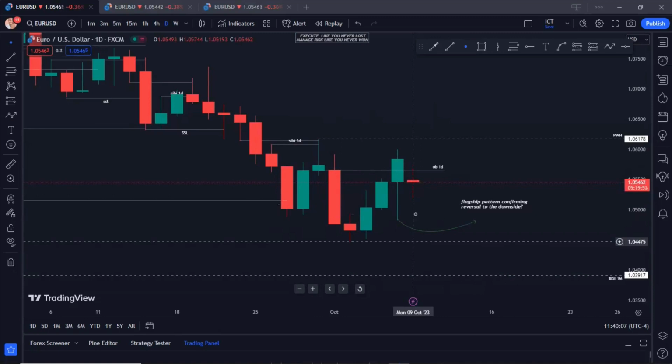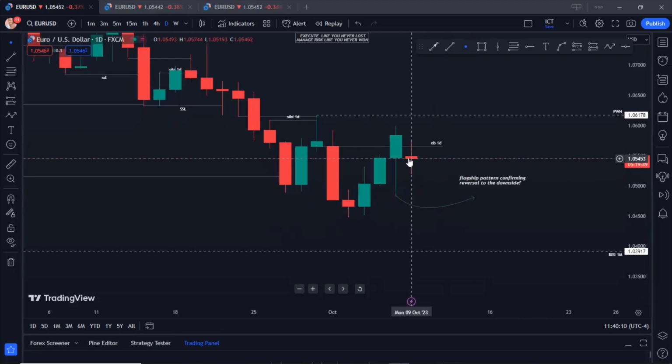So now the question is, do you think price is going to continue to the upside or to the downside? To me, from the confluences I have, this is a flagship pattern, and from my experience with the chart, this indicates reversal. It doesn't matter whether it is a bullish candle or a bearish candle, provided it's a flagship pattern, most times it indicates reversals. That's why I'm expecting this high to be defended, not taken, and price to continue to the downside.